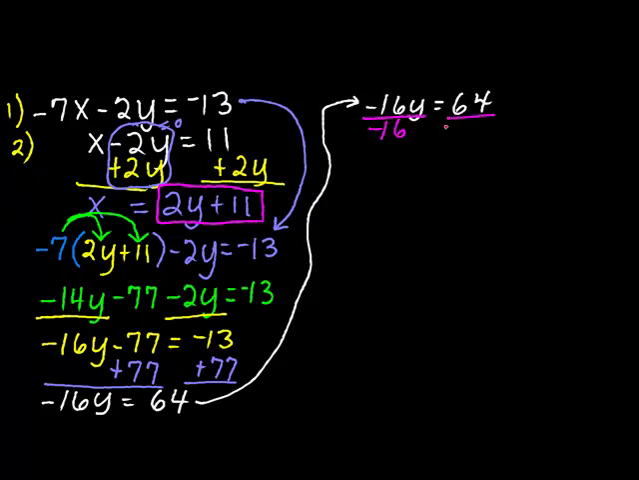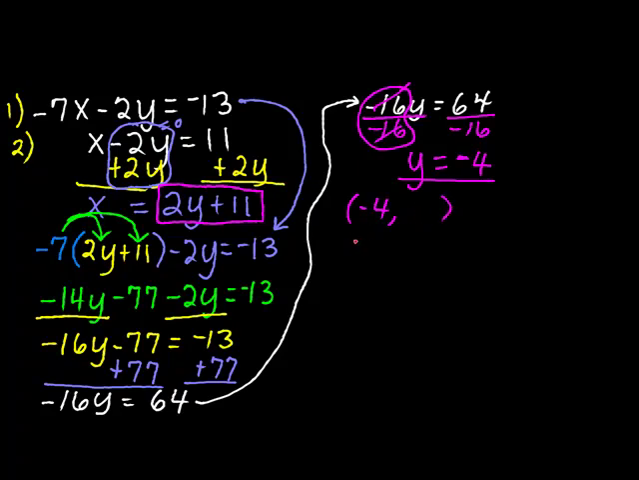All I need to do now is divide both sides by the coefficient of the variable I'm trying to isolate. That would be the y. And on this side, that's going to cancel itself out. And I'll have y equals 64 divided by negative 16. Well, 64 divided by 16 is 4. And I've got a positive and a negative, so it's going to be negative 4. So I believe my answer is negative 4, comma, something. I don't know what that is.